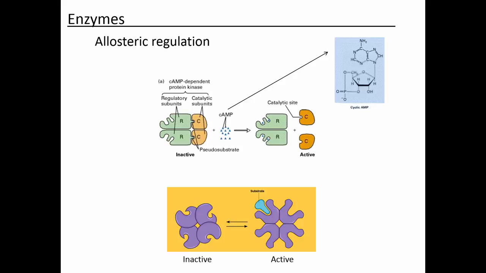So, it can happen in the cytosol, but it can happen anywhere you have enzymes. But not all enzymes are regulated allosterically. Some are regulated through the other forms that we're going to talk about. And actually there are examples of enzymes that are regulated in multiple ways. So there are some enzymes that are both allosterically regulated and also regulated through the addition and removal of phosphate groups.